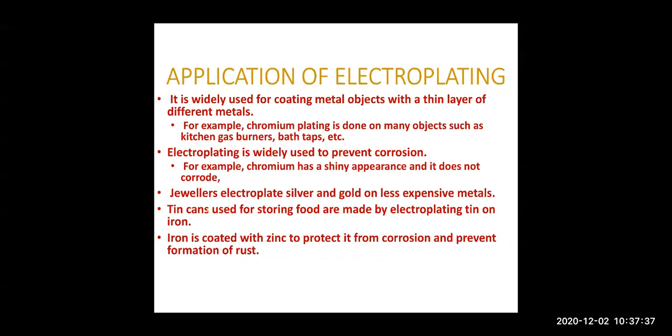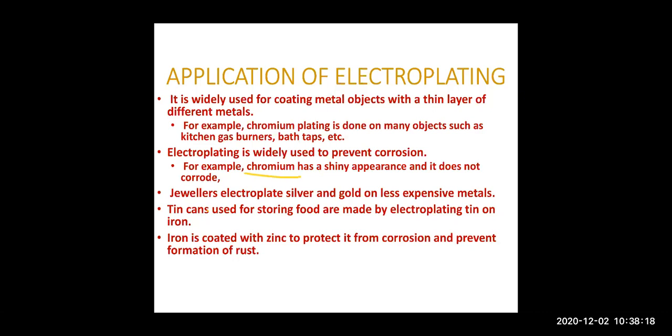Let's see some applications. So coating of different metals is done. For example, chromium plating is done on many objects like kitchen gas burners and bath taps. If you see your taps, on that chromium plating is done so that it becomes shiny, right? And in order to prevent corrosion, the rusting of metal, right? When it combines with oxygen, it becomes rusted, the red color, right? In order to prevent that, also a chromium layer is put on the taps, right?